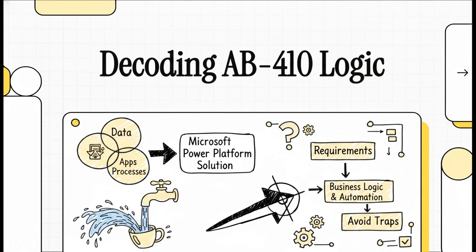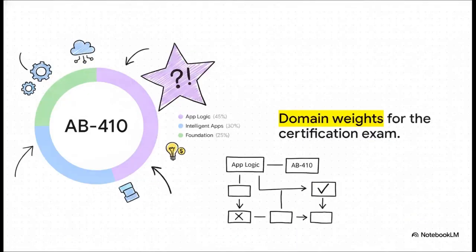So today, we're cutting through all that noise. We're getting laser focused on literally the most critical domain of the AB-410 study guide, implementing business and process logic. By the end of this explainer, you're going to know exactly how to evaluate requirements and dodge those sneaky exam traps.